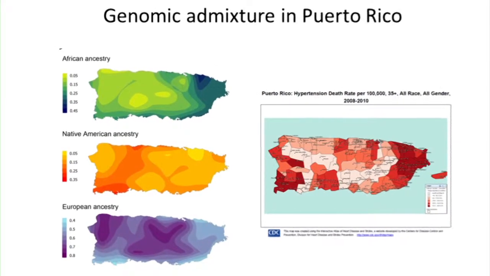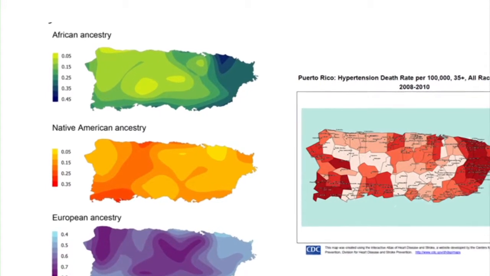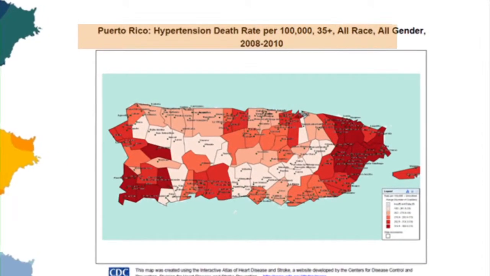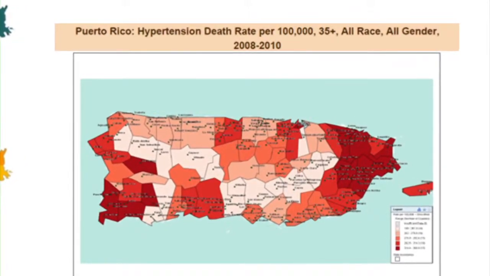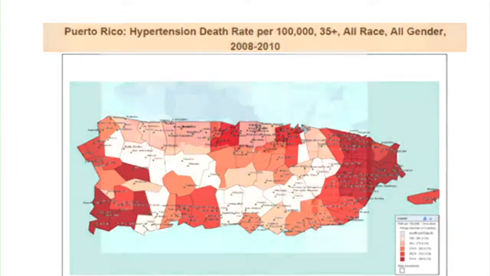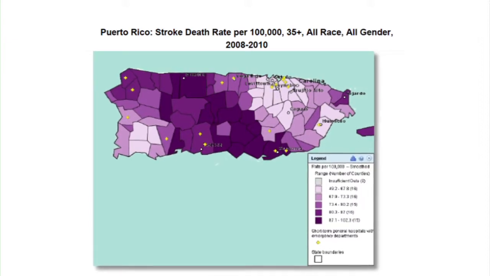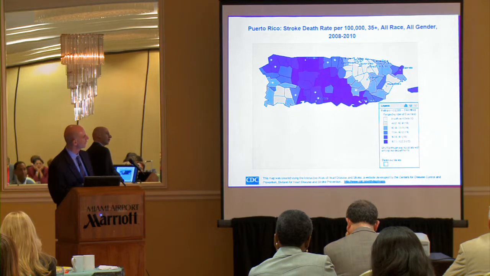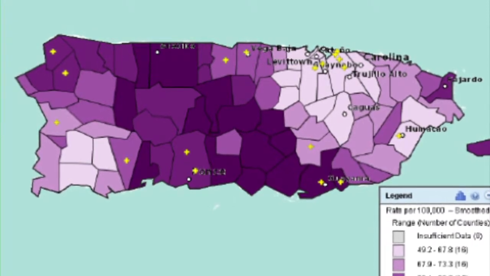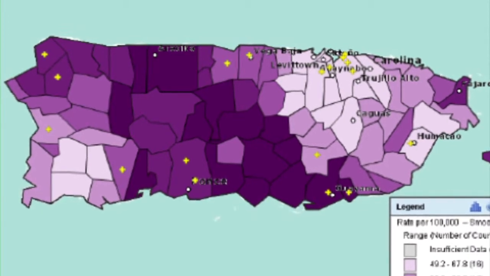The population of Puerto Rico is very different in that there is European, Native American, and African ancestry. Perhaps this has something to do with the geographic differences in the prevalence of hypertension and related death rate in Puerto Rico. The geographic distribution of stroke mortality is greater in certain areas. The larger metropolitan areas have lower stroke deaths. You see here in these yellow crosses the hospitals with an emergency room. Again, there is a lower number of hospitals in the areas where you have higher stroke mortality.